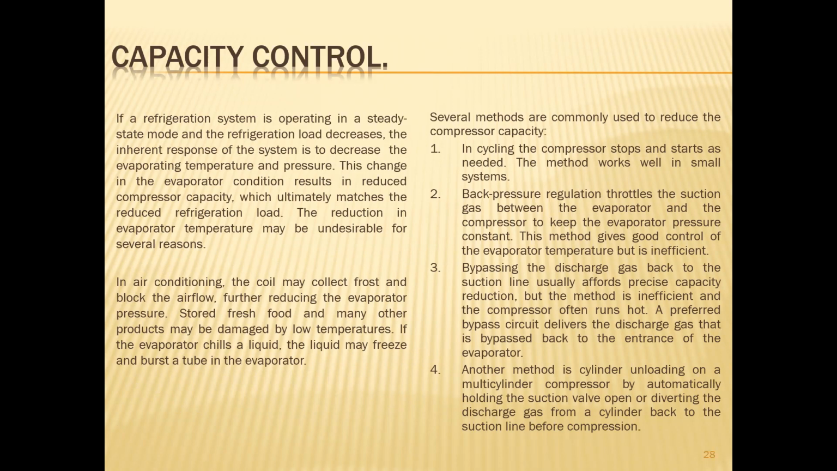So several methods are commonly used to reduce the compressor capacity. One, in cycling, the compressor stops and starts as needed, on, off, on, off. The method works well in a small system. Number two, back pressure regulation throttles the suction gas between the evaporator and the compressor to keep the evaporator pressure constant. This method gives good control of the evaporator temperature but is inefficient. Number three, bypassing the discharge gas back to the suction line usually affords precise capacity reduction, but the method is inefficient and the compressor often runs hot.